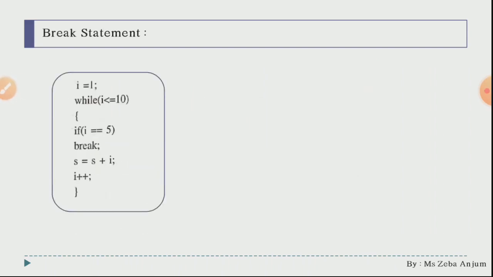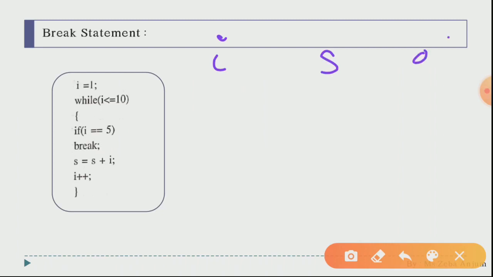See, the first example is of your while loop. Now students, see over here, here is a value of I, here is a value of S, and here you have this output. Basically in this we do not have the output, so you can skip that portion. Now initially we have I equals 1, so this condition will be checked. 1 less than or equal to 10, the condition is true, so the next condition will be checked. I equals 5, it means 1 equals 5, the condition is false, so this break statement will not be encountered for now.